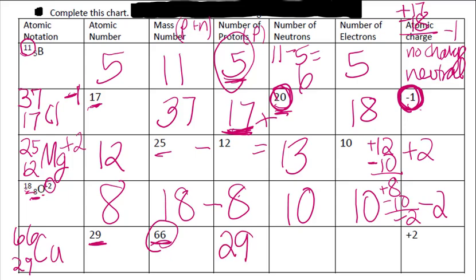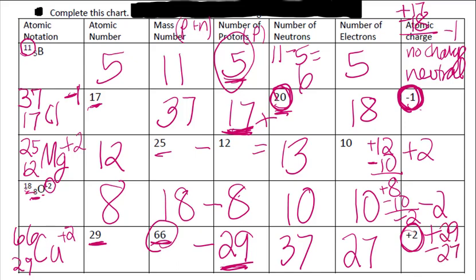All right, so to find the neutrons, this is 29 because it's protons, so 66 minus 29 should be 37 neutrons. And it tells me here that I have a +2 charge, so I'm going to write +2. So that means it has 2 more protons than electrons. So if I have 29 protons, I must have 27 electrons. And let's just double check the math. 29 positives, 27 negatives, 29 minus 27 is +2. Great.